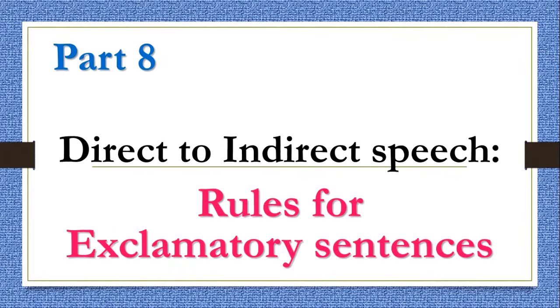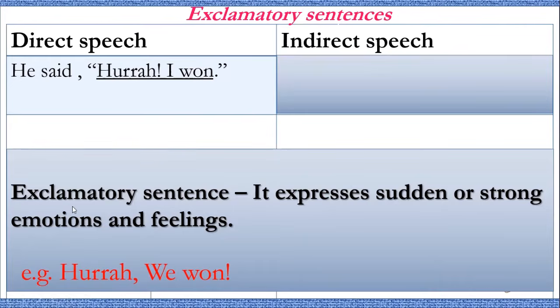Hello everyone. Let's learn how to change exclamatory sentences from direct speech to indirect speech. In case you forgot, what is an exclamatory sentence? It is a sentence that expresses sudden or strong emotions and feelings. For example, hurrah, we won.